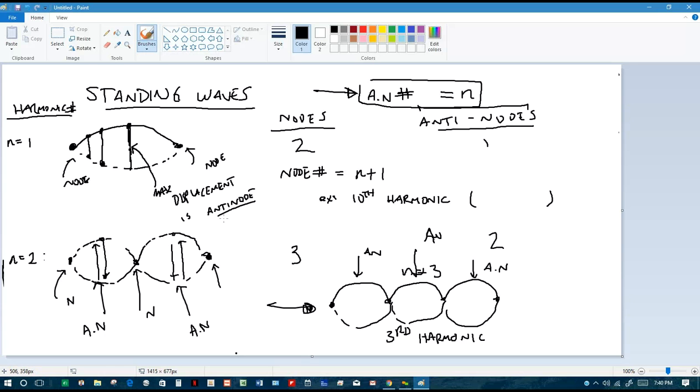How many loops? Look back at the picture. In the first harmonic, there were 2. No, loops. How many loops? Oh, loops. I think you're talking about nodes. Oh, it's okay. First harmonic, how many loops? 1 loop. Second harmonic, 2 loops. So for the 10th harmonic, there'd be 10 loops.